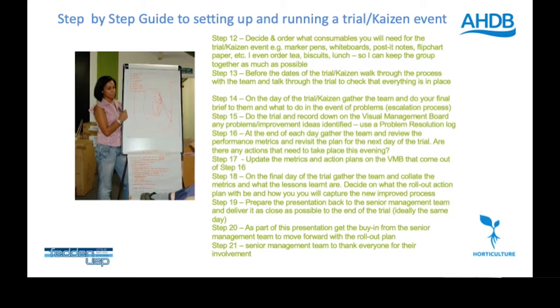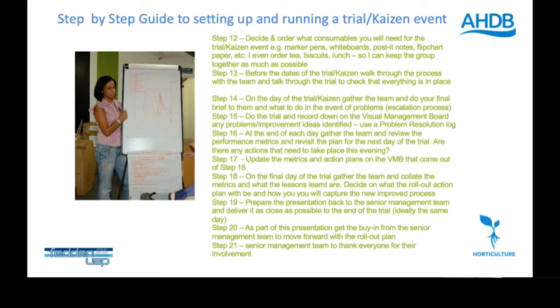Step 15 is do the trial, so actually run the new improved process. So that might be some of the things that we've talked about, using runners to deliver empty trays, moving weigh stations, splitting pack benches into two. So whatever the trial is, just make sure that you've picked a metric that you're going to actually use to measure the improvements that you get out of it.